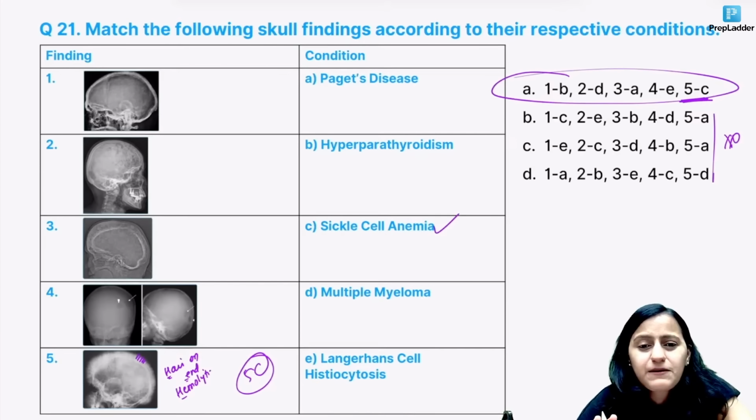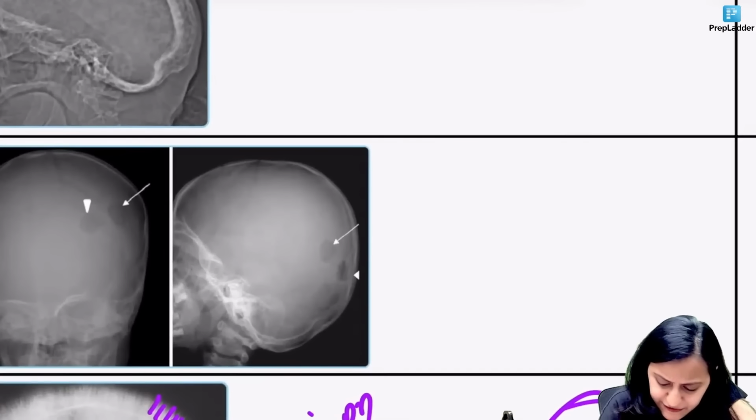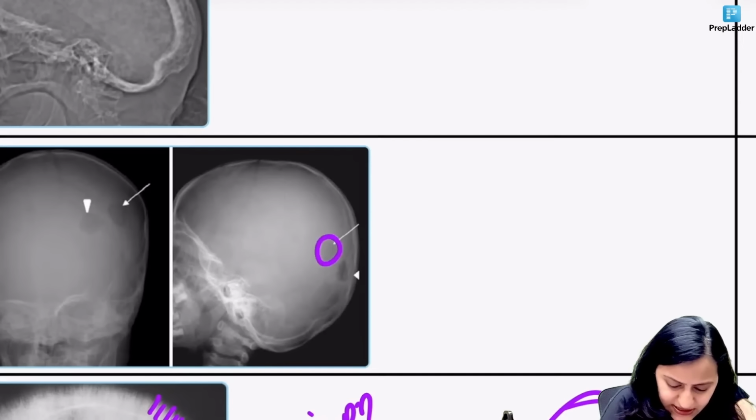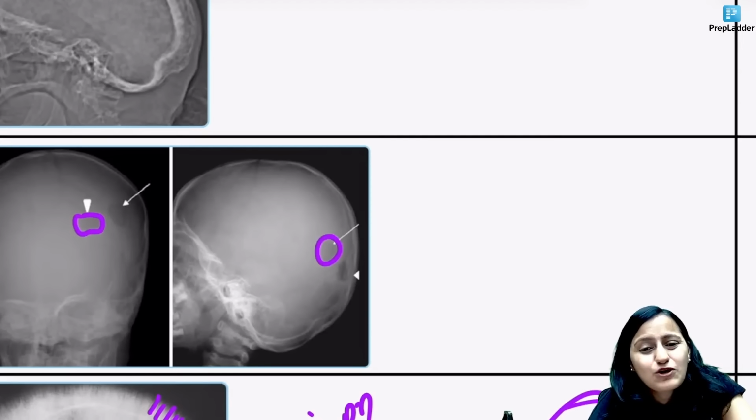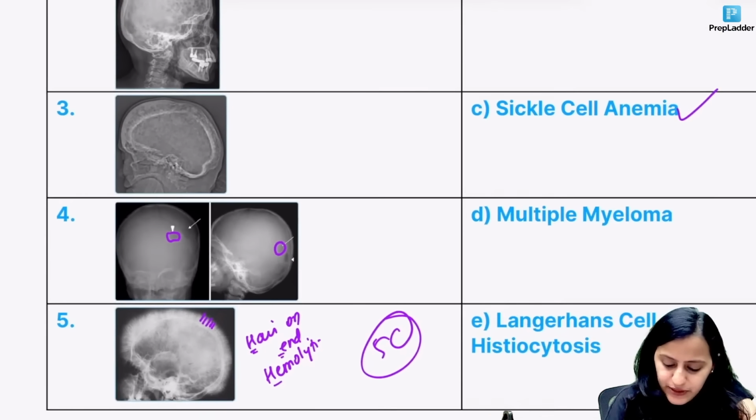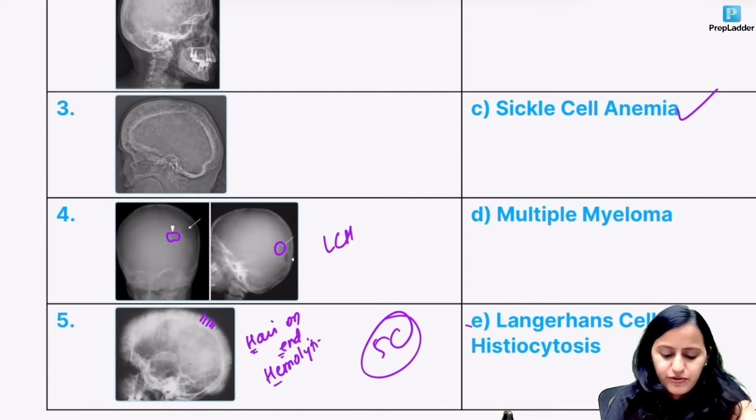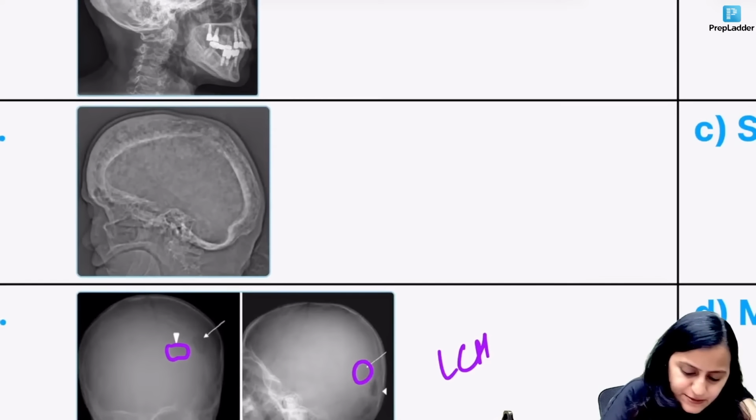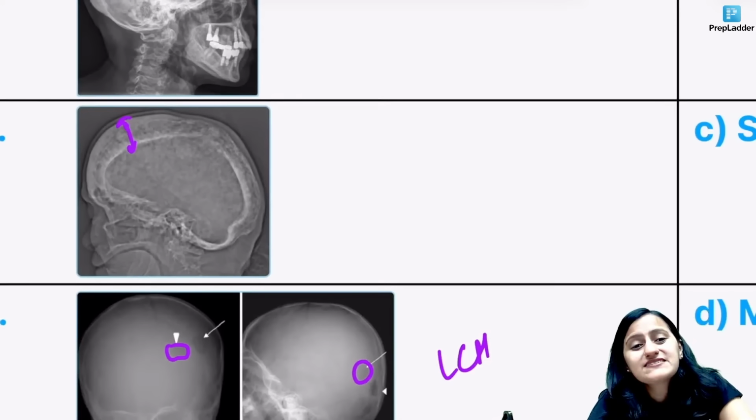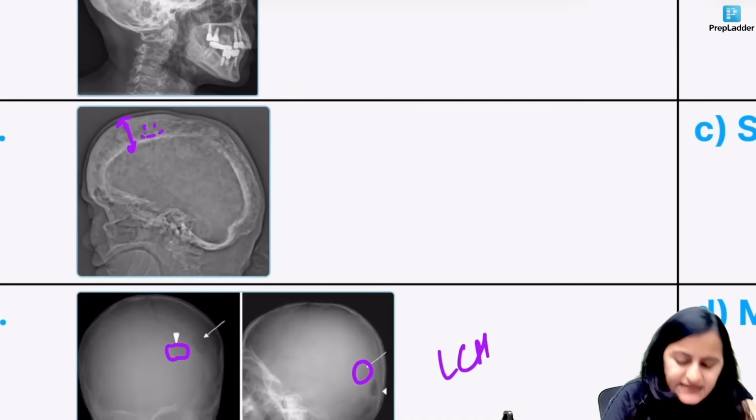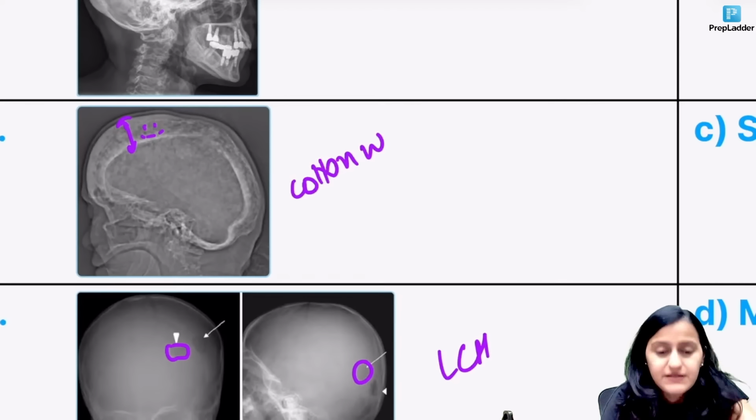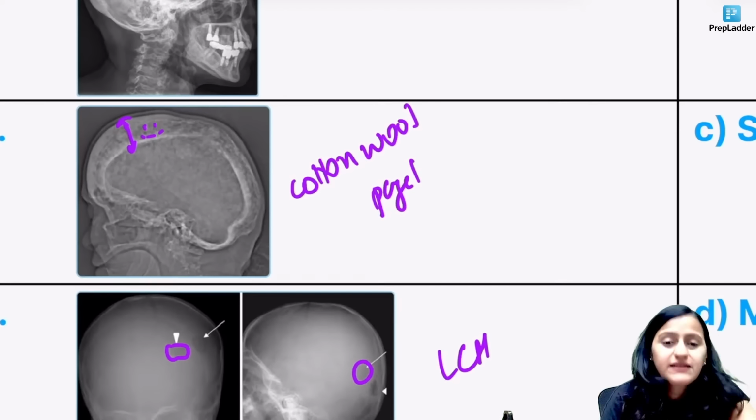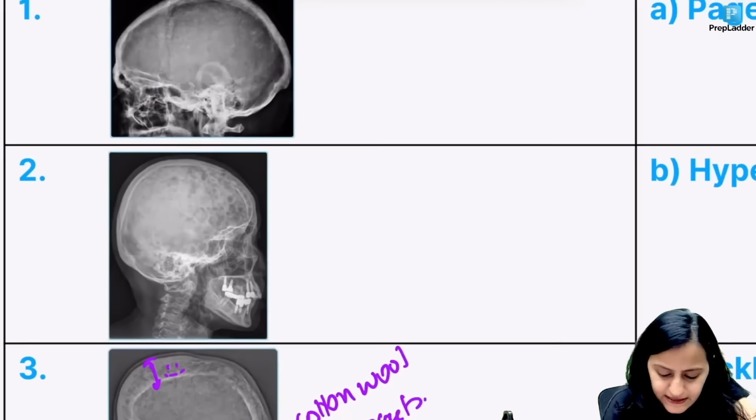So this is your sickle cell. Let's see what other options are showing. Look at the image 4. There's a lytic lesion in the skull, which has very irregular borders, lobed border. Okay, this is going to be LCH. Okay, 4 is E. Then you have this one where the skull cortex is thickened, plus there are these blastic lesions also giving that cotton wool appearance of the skull. This is seen in Paget's disease. Okay, that is seen in Paget's disease.